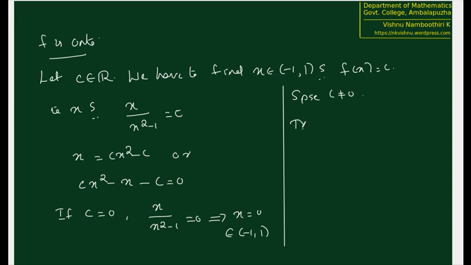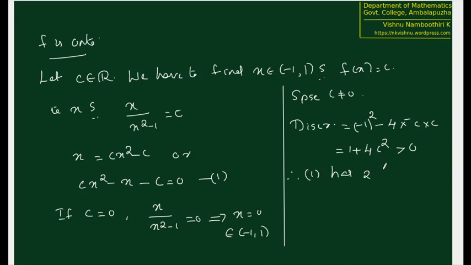Now we are going to look at the discriminant. Discriminant of equation 1 is equal to b square, which is minus 1 square, minus 4 into minus c into c. This is 1 plus 4c square, and this is definitely greater than 0 because c square is always non-negative, 1 is positive, therefore this is greater than 0. Therefore equation 1 has two distinct solutions. In fact, c not equal to 0 is not really necessary here, but still there is a confusion. Okay, we will assume c not equal to 0. That's necessary here. So equation 1 has two distinct solutions.